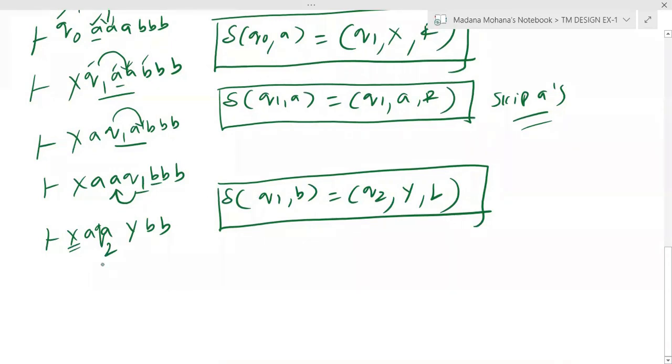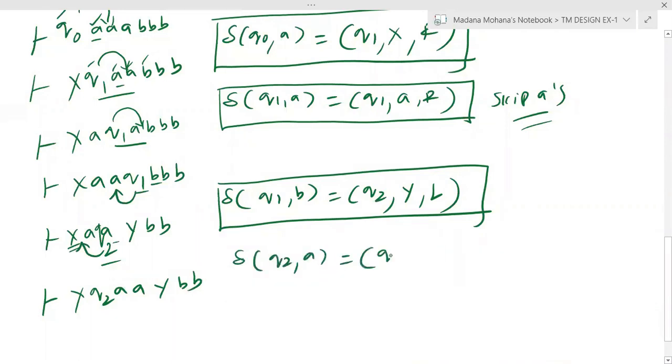Now you are at Q2. Input is A. You have to skip A without changing state. So it moves left. Now here X, then again Q2 A, Y, B. Here you can see it moves towards left to this cell. Now A is replaced with A. Again here one new transition we obtained, that is delta of Q2 on A equal to, without changing state, it is going to Q2, A is replaced with A, then it moves right.